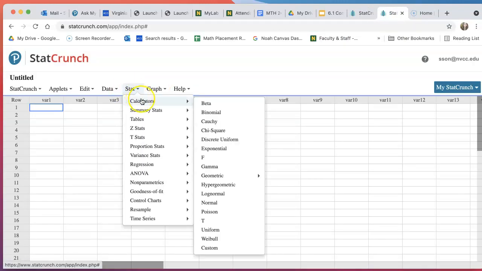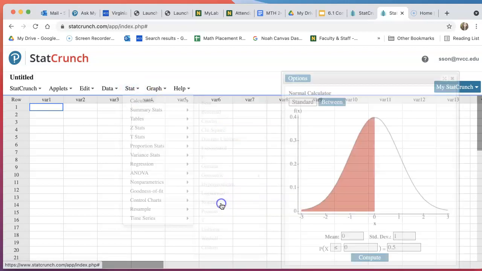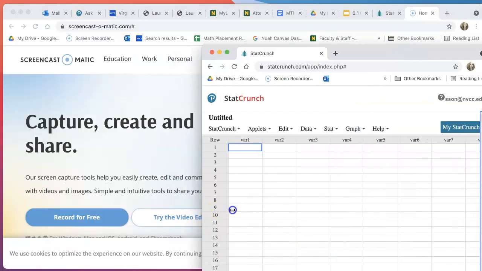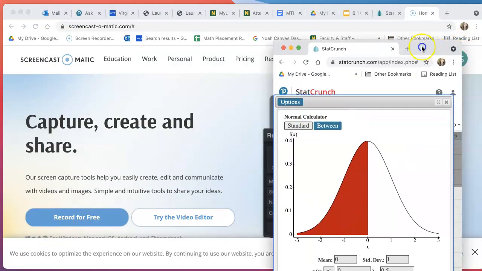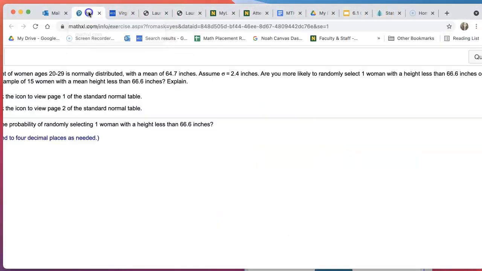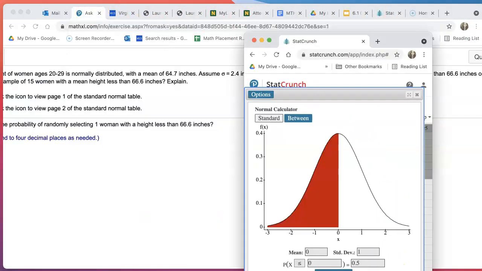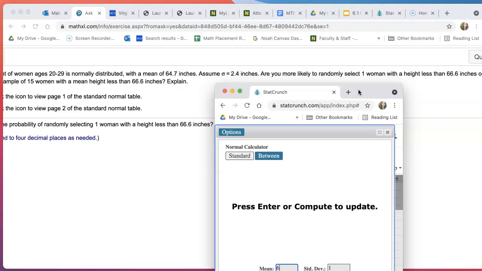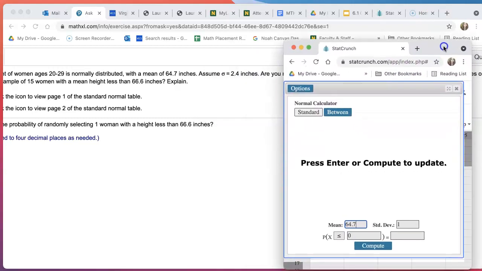StatCrunch normal calculator. Let me open it first, okay? Maybe I can separate this tab so that I can show both at the same time. Where's the homework tab? Right here. They say the mean is 64.7 and the standard deviation is 2.4. Got it.